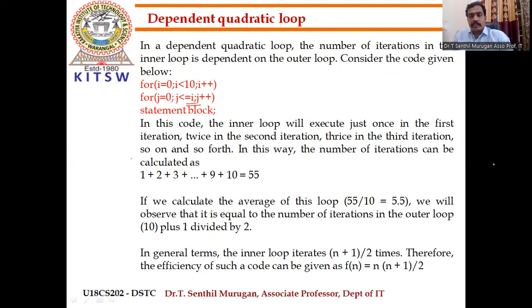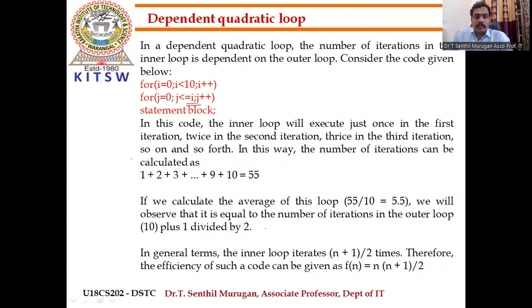The inner loop will execute just once in the first iteration, twice in the second iteration, thrice in the third iteration, four times in the fourth iteration, and so on. So the inner loop executes based on the outer loop, and that is considered the dependent quadratic loop.